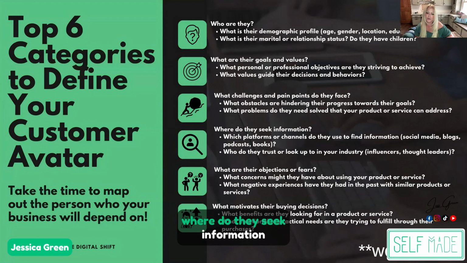Where do they seek information? Which platforms or channels are they living on? What do they use to find information? Is it Google? Is it social media? Is it ChatGPT? Is it blogs, podcasts, books?